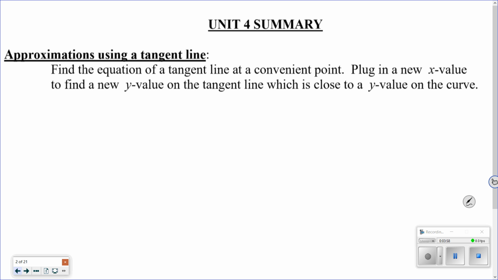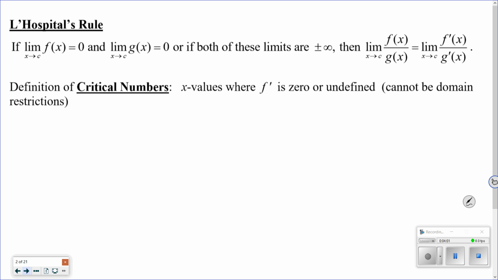Okay, next thing we did was L'Hopital's rule. So remember what L'Hopital's rule said: if you go to take a limit and you try direct substitution, and you end up with either 0 over 0 or infinity over infinity, that includes plus or minus infinity over plus or minus infinity, then you can take the derivative of the top and the bottom and try again. You can keep doing that as many times as you want, as long as you get 0 over 0 or infinity over infinity. The idea is that eventually, as we take the derivative, we'll end up with something where direct substitution now works.